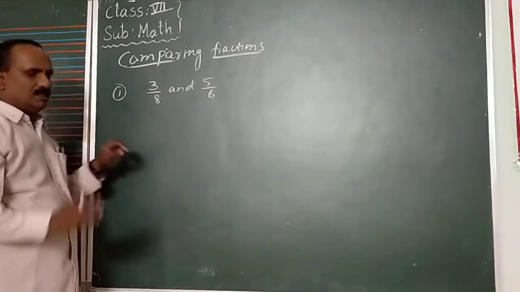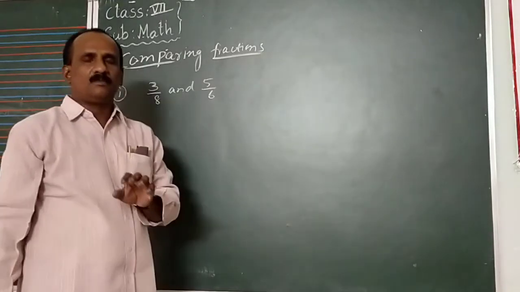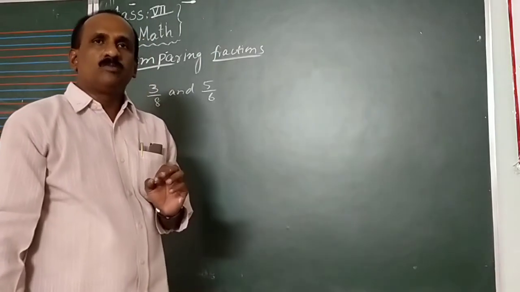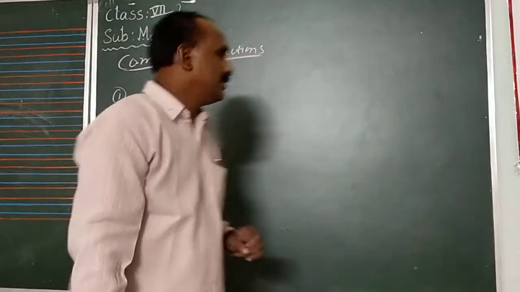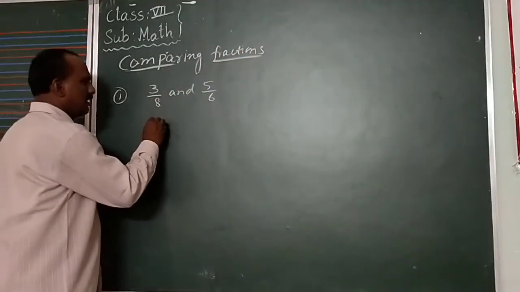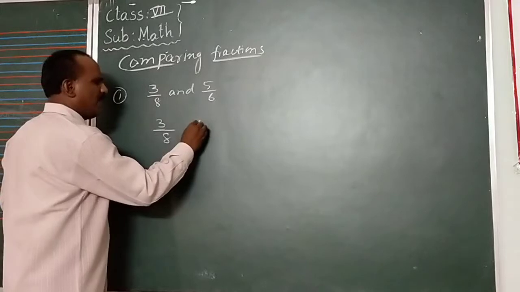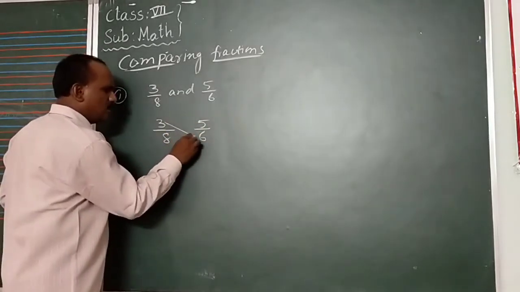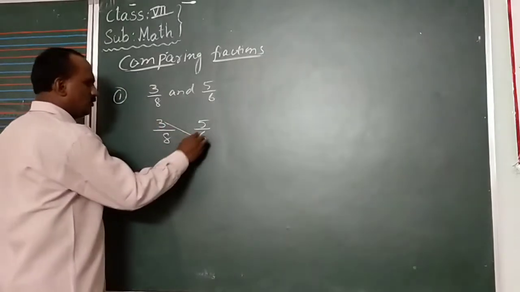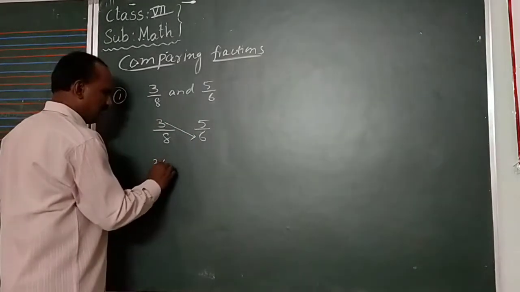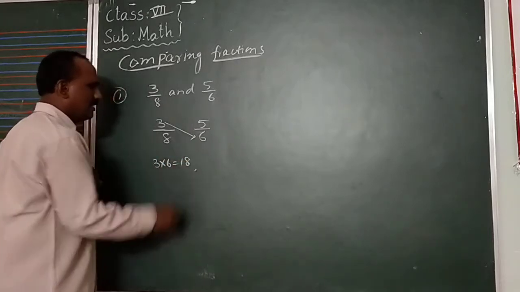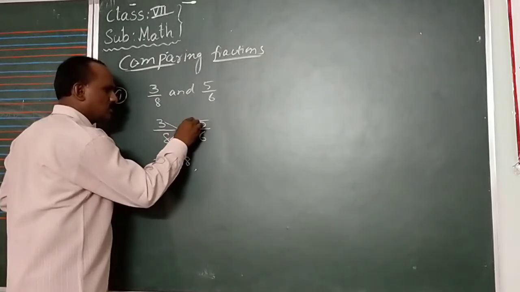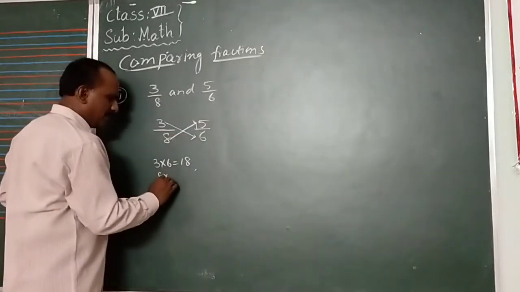Comparing two fractions is not difficult, it is easy. There is one shortcut method, and I will tell you how it works. For 3/8 and 5/6, multiply the first fraction's numerator and the second fraction's denominator: 3 into 6 is 18. Next, multiply the first fraction's denominator and the second fraction's numerator: 8 into 5 is 40.